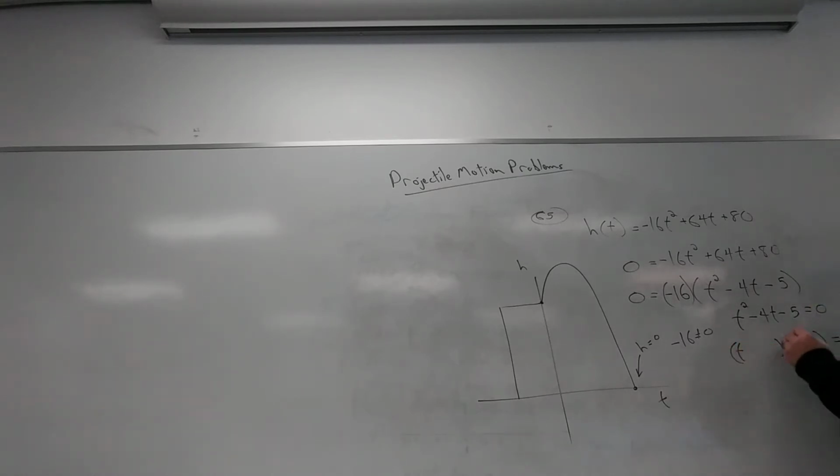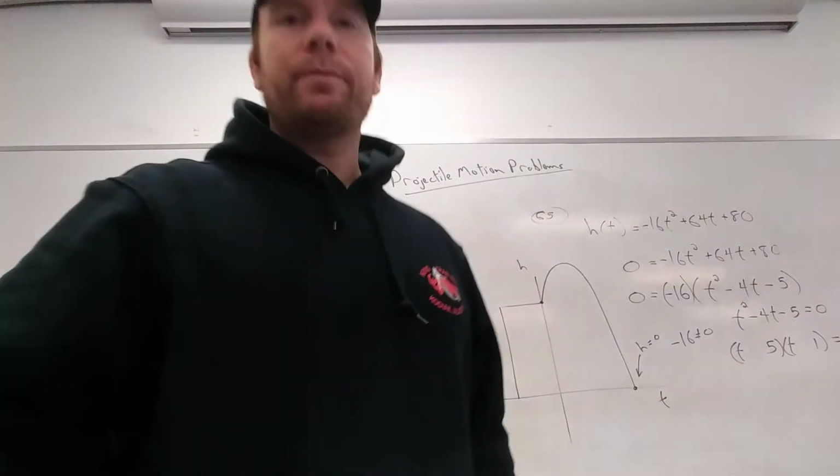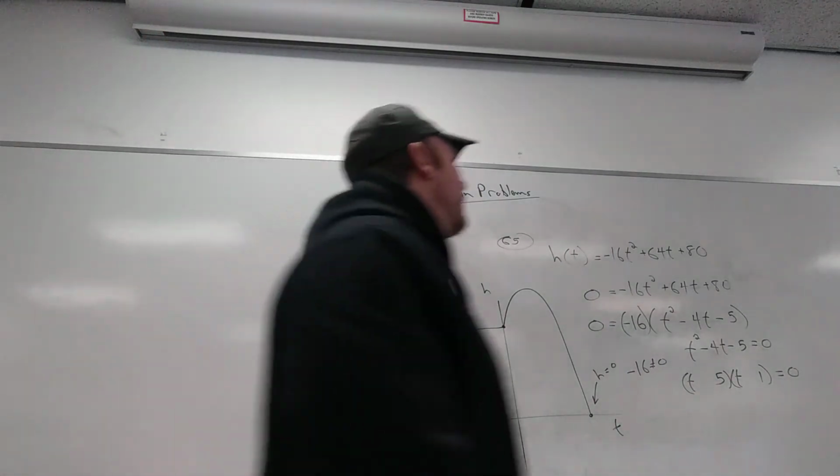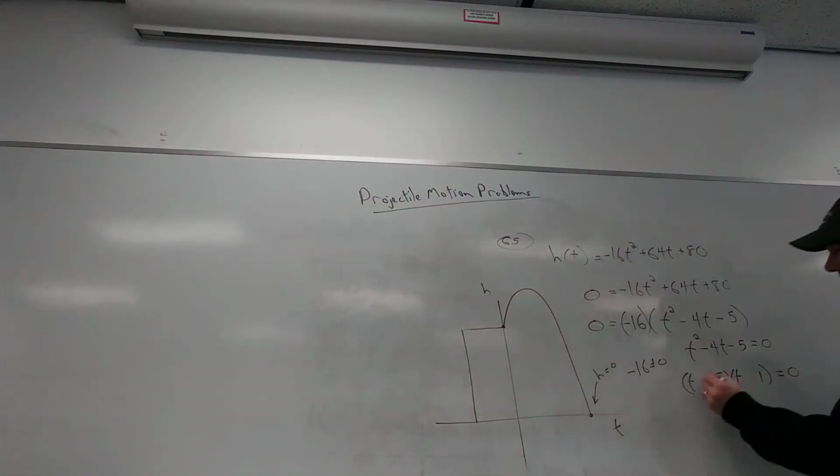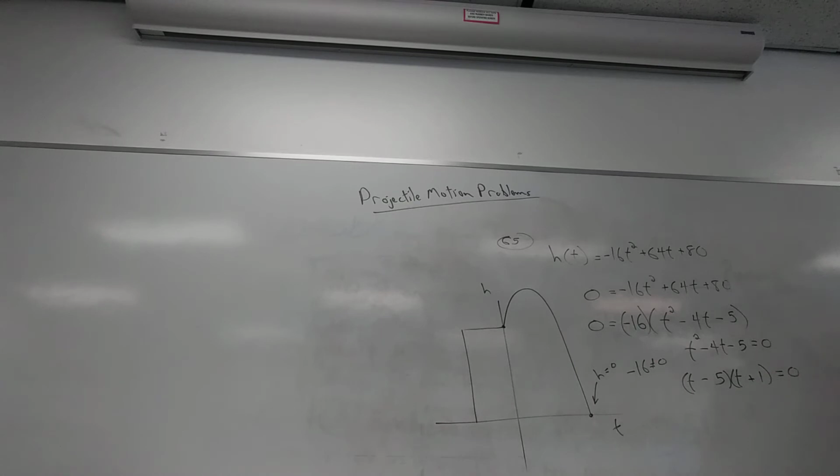Again, it factors pretty nicely now that I pulled the GCF out. The only way to get t squared is t times t. The only way to get 5 is 5 and 1. And I'm going to need a difference of minus 4. How do I get that difference of minus 4? Negative 5, positive 1. Very good. The larger one's negative 5, positive 1.